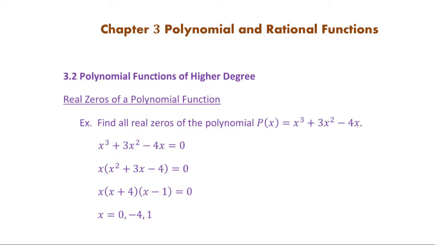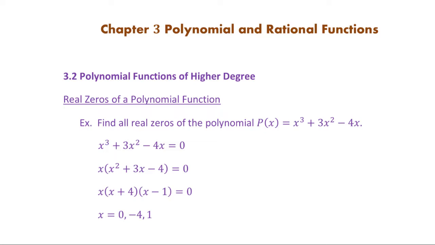Okay, the next thing we want to talk about is the real zeros of a polynomial function. As we talked about before, what does it mean by real zeros of a polynomial function? It means when you try to solve a polynomial equation, the solutions of the equation are called the zeros of a polynomial. Real zero means all the real solutions for this polynomial equation. Okay, so real zeros of a polynomial function are the real solutions of a polynomial equation.